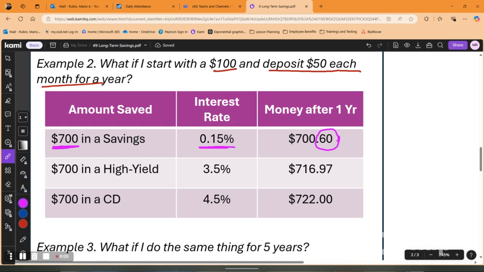Again, it's like, dude, that's so small. It's nothing. So now you can see that savings accounts are good. They help you earn a little bit of money, but you're not earning a lot. You're still getting free money, but you're not really earning that much.